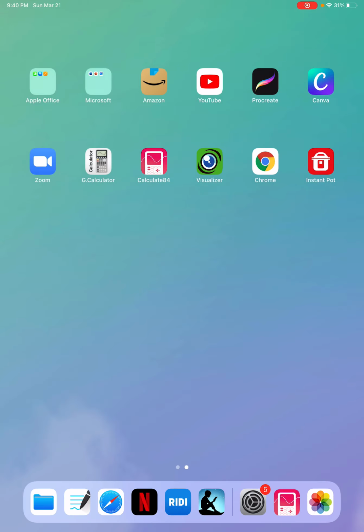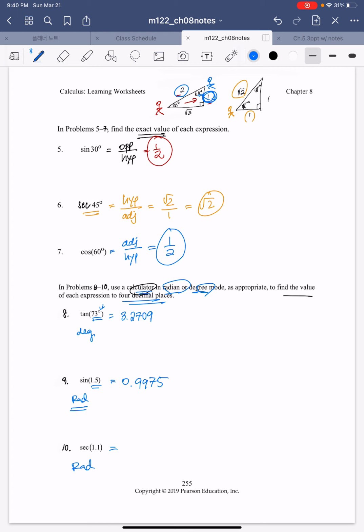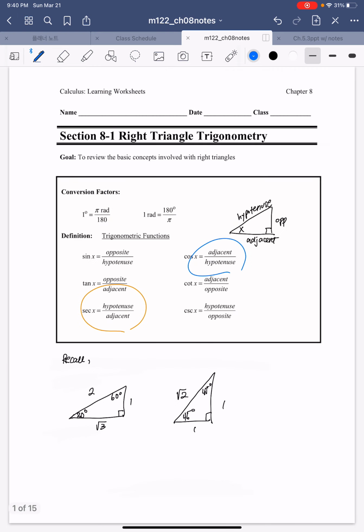Last one, secant. Unfortunately, the calculator only has sine, cosine, and tangent because they want to minimize the number of buttons on the calculator. But what is the relationship between cotangent, secant, and cosecant? Take a look at this. Sine is opposite over hypotenuse. Secant is the reciprocal of it, right? Instead of opposite over hypotenuse, you have hypotenuse over adjacent.